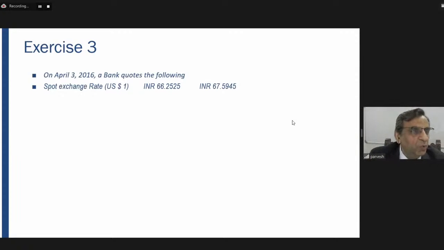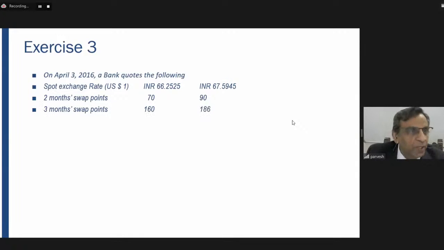Suppose on April 3, 2016, the bank quotes the following. The spot rate is given. The bid and ask rates are given, and the 2-month swap points are given to you, which is 70 and 90. So in this question, we are given the spot exchange rate on April 3rd, 2016, and the swap points for 2 months and the swap points for 3 months.